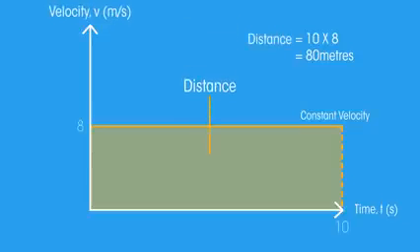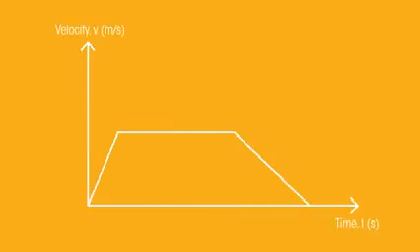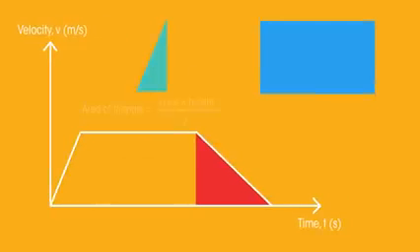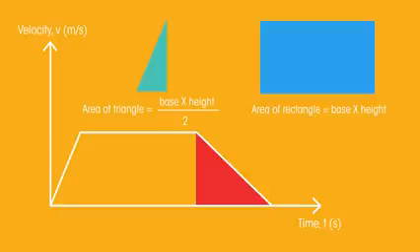So we have velocity, time, and distance. The area won't always be quite so simple to calculate. Velocity time graphs more commonly look like this. We can calculate the area underneath the line by cleverly splitting the area into triangles and rectangles. Remember that the area of a triangle is the base multiplied by its height divided by 2.